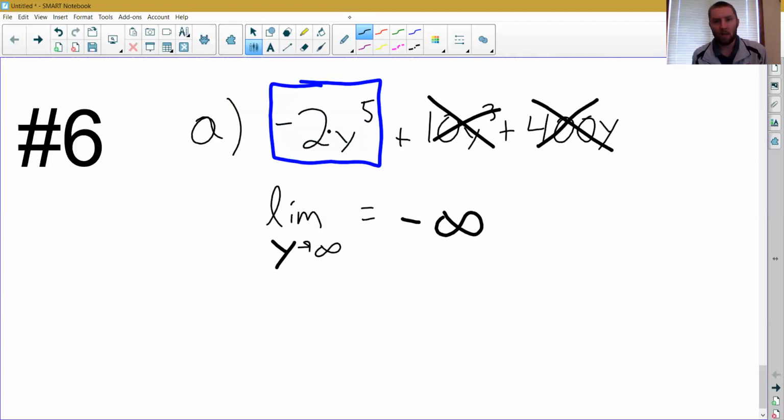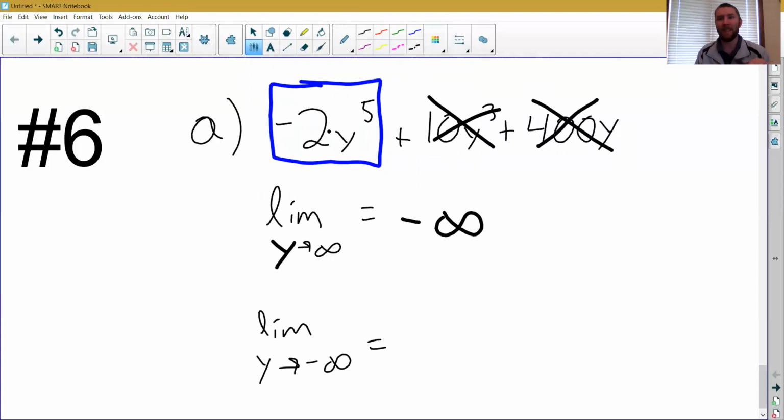Now, a related question that I want to address, because it does come up in your homework, is what if I had y approaching negative infinity? Well, exactly the same thing is true here, okay? So the limit as x approaches negative infinity, I'm still going to try to identify the dominant term, but then I'm just going to imagine myself putting a hugely negative number into the function, okay?